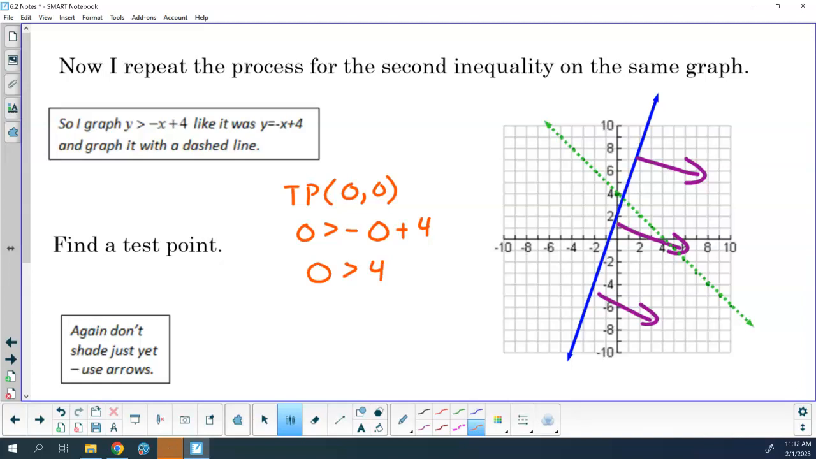Here you go, Sarah. Here's your chance. 0 greater than 4. Come on, Sarah. Oh, I was going to say, you had me scared there for a minute. You and your first witness.